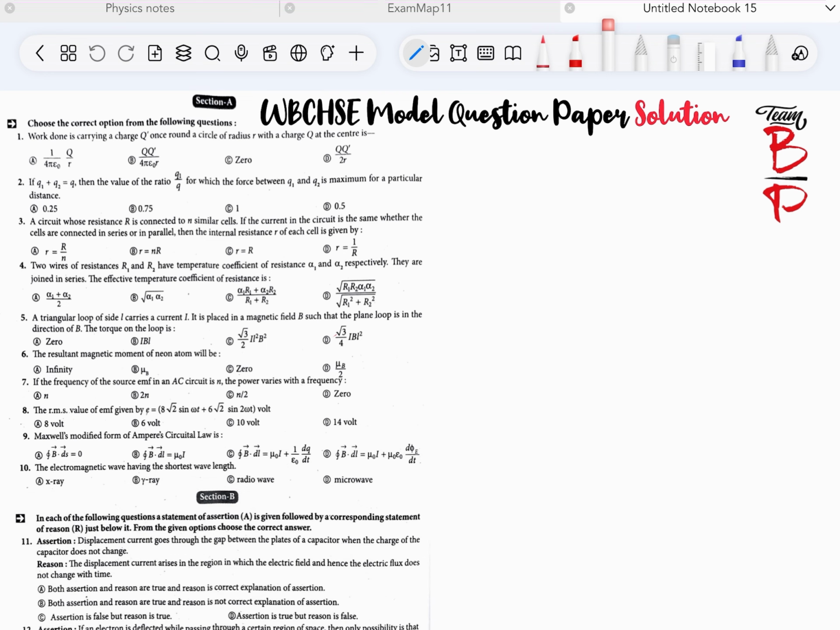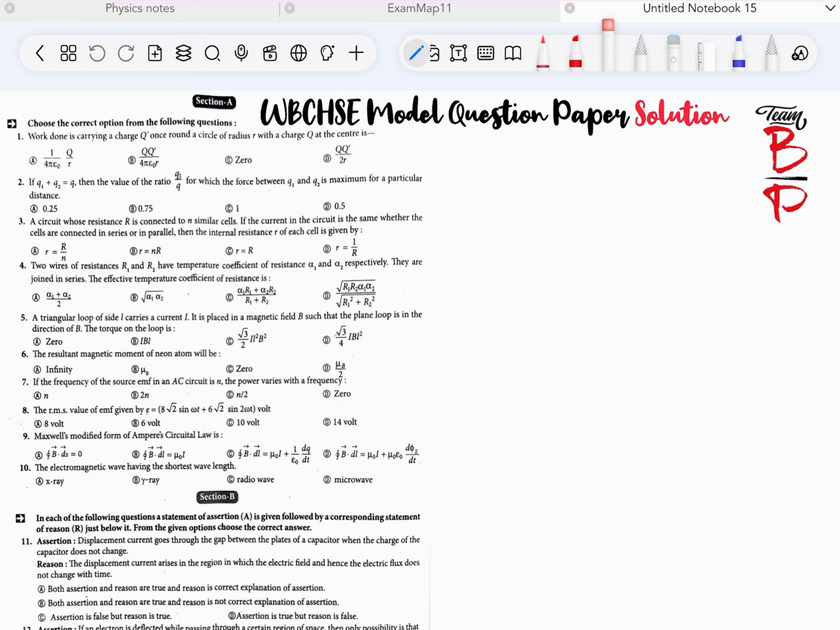Welcome to Team Basic Physics. Today we will solve West Bengal Board Model Question Paper for Class 12. So first question. Work done in carrying a charge Q dash once round a circle of radius r with a charge Q at the center.